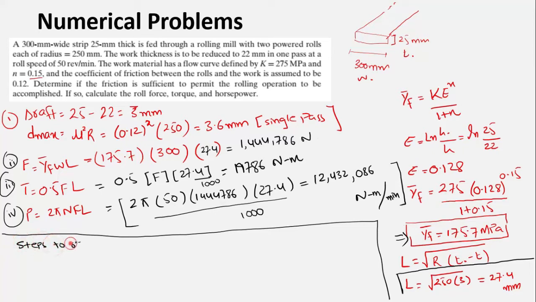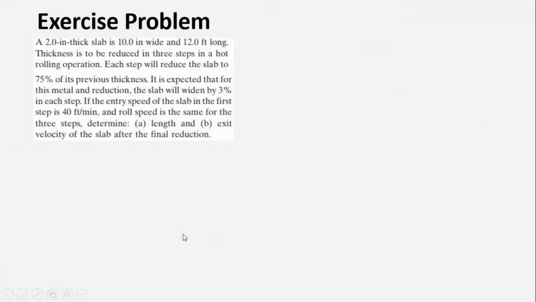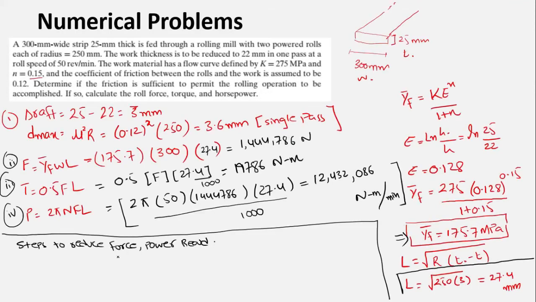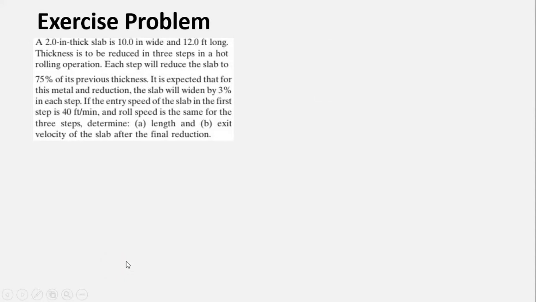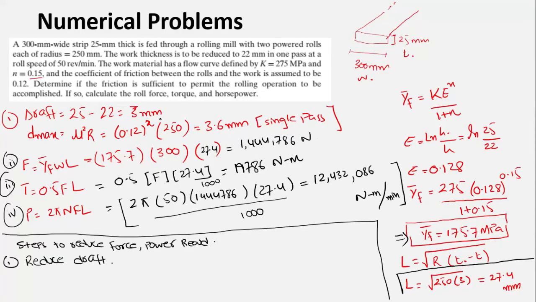Steps to reduce force and power required. First one, we can reduce draft. So we can reduce the draft that is required in a single step. Instead of reducing 3 millimeter in a single step, we can reduce 1 millimeter in each pass, and perform 3 passes. So what will happen if we have reduced the draft?